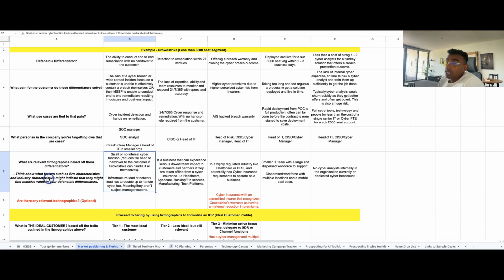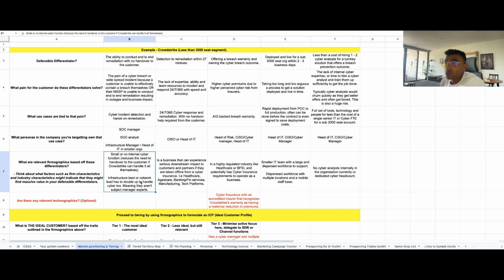Then here is the moneymaker. What are the relevant firmographic traits based off these differentiators? I've said it over here. Think about what factors such as firm characteristics and industry characteristics might indicate they might find massive value in your defensible differentiator. So for this one, I was looking at it and I was going, well, anyone that has a small or no internal cyber function.